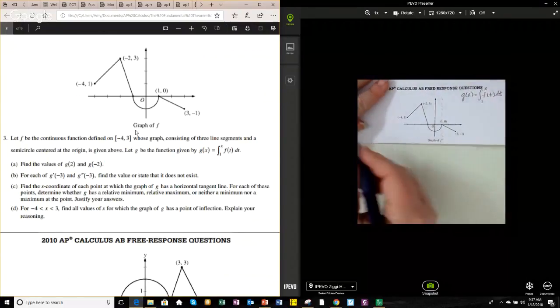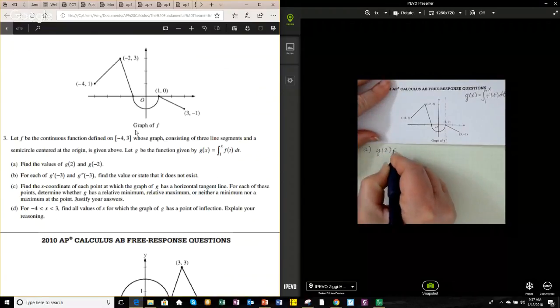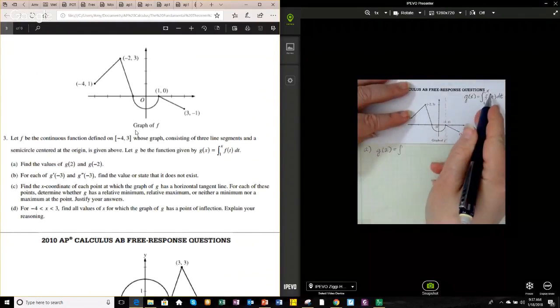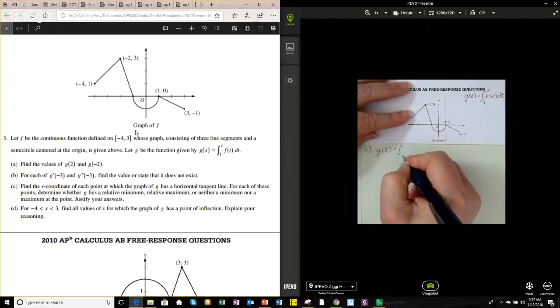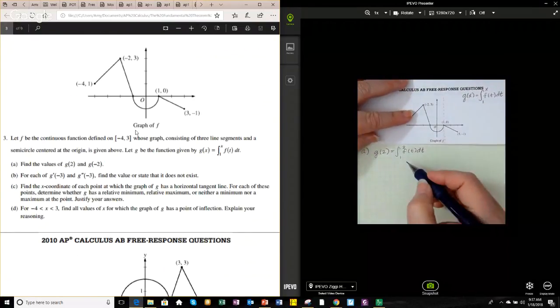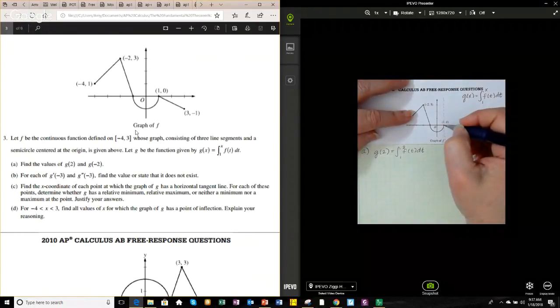Now, part A says we need to find g of 2. Well, let's see what g of 2 is. Well, g of 2 is nothing more than the integral from 1 to 2 of f of t dt, because I'm going to plug in 2 where the x is. Now, what does this mean theoretically? It physically means I need the area under this curve from 1 to 2. So from 1 to 2, right there, that's the area I need.